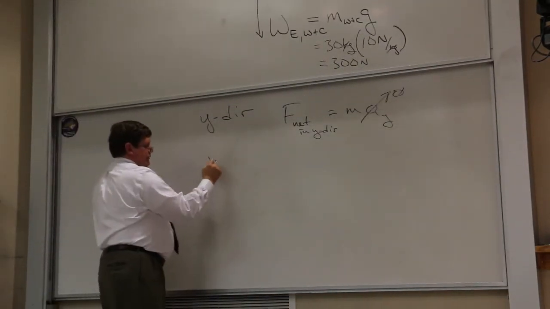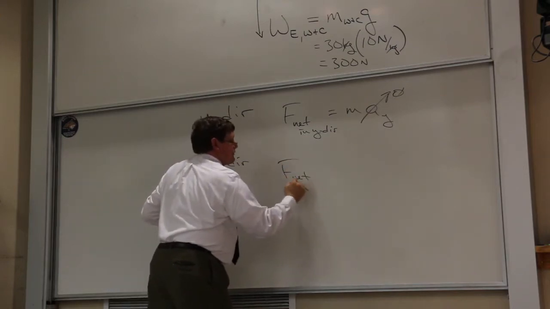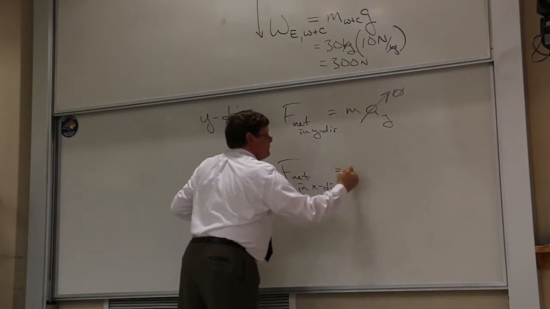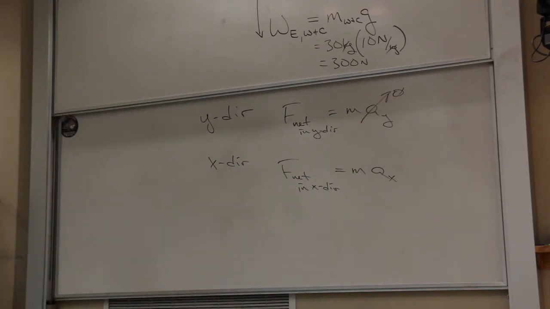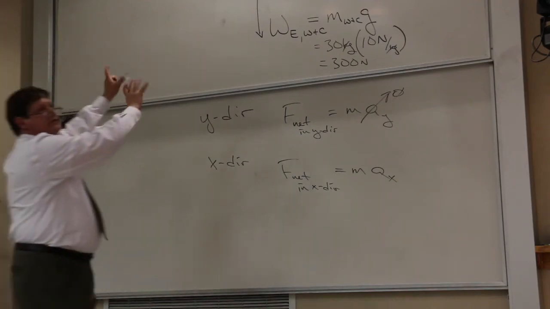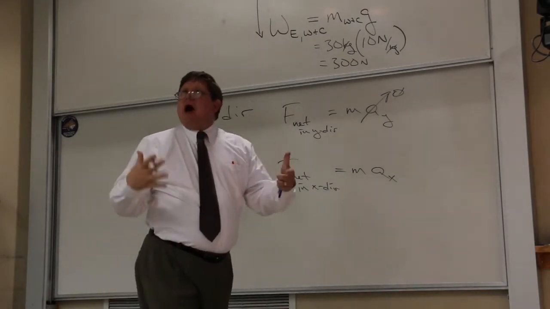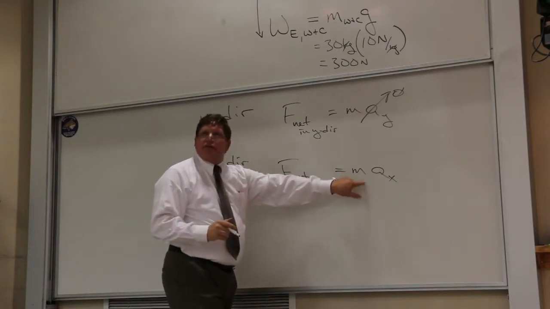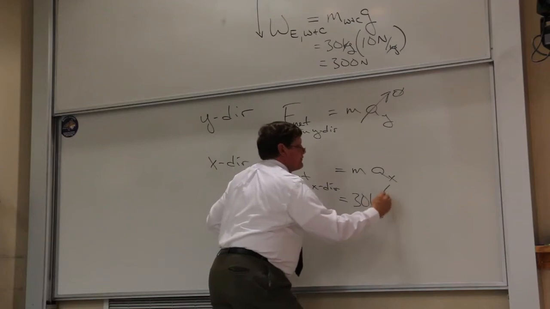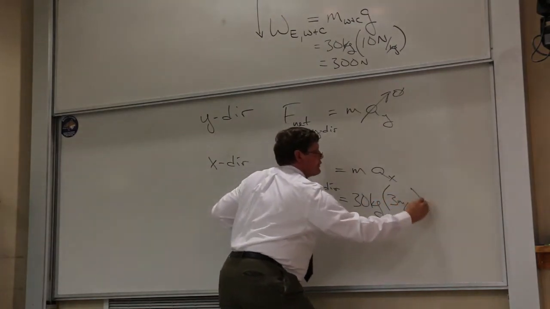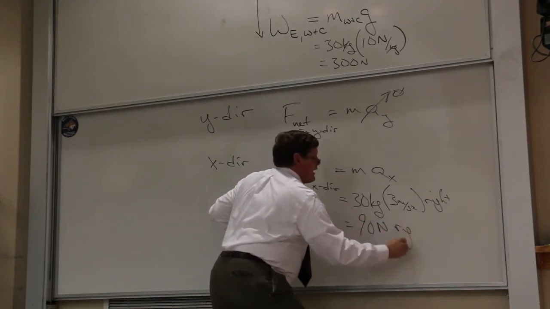In the x direction, I have F net in the x direction is equal to m a_x. That's what gives me the scream. This diagram has to scream to the right because it's causing that acceleration to the right. How loud is the scream is given by this formula right here. I've got to take a 30 kilogram object and accelerate it 3 meters per second squared to the right. I need a scream of 90 newtons to the right.